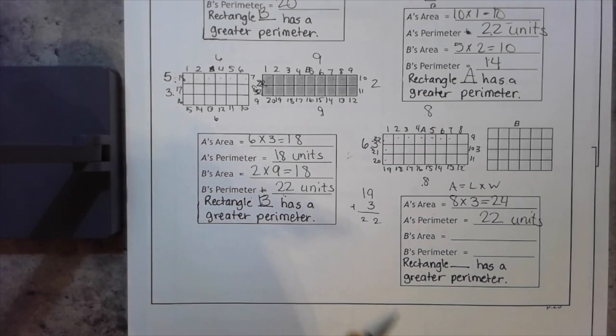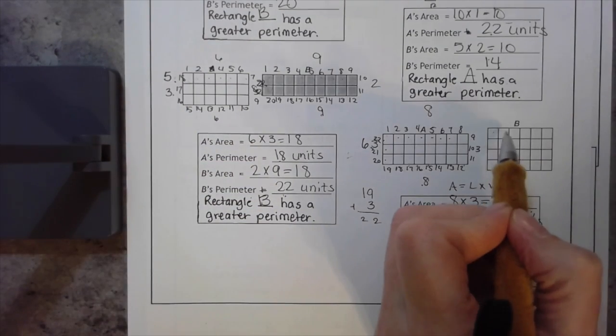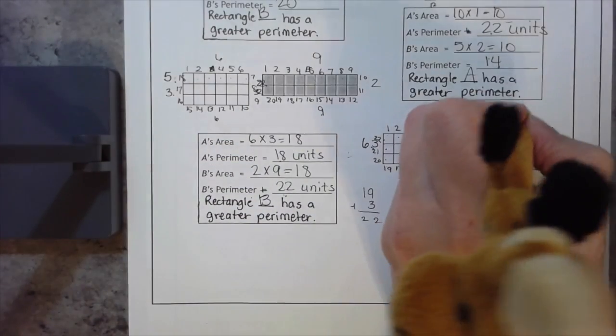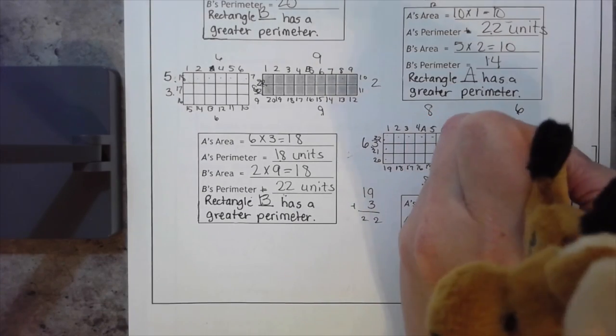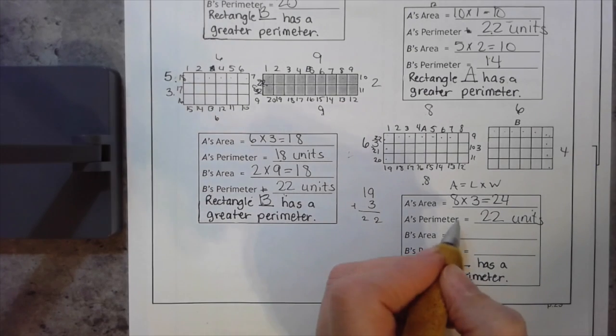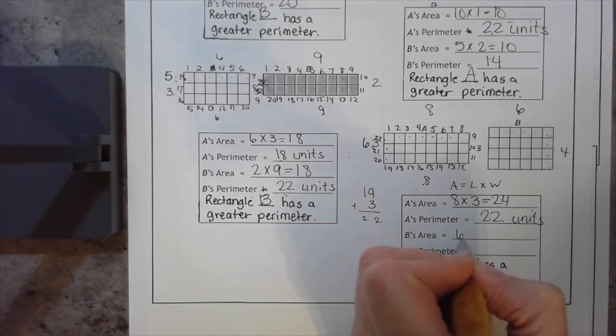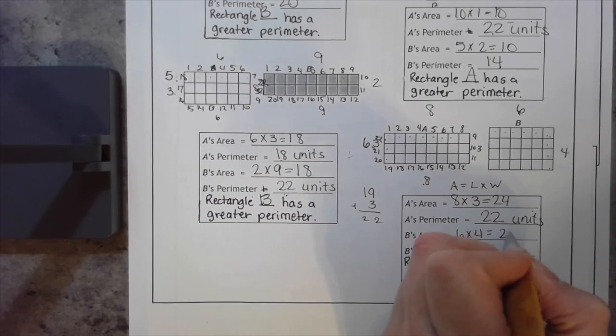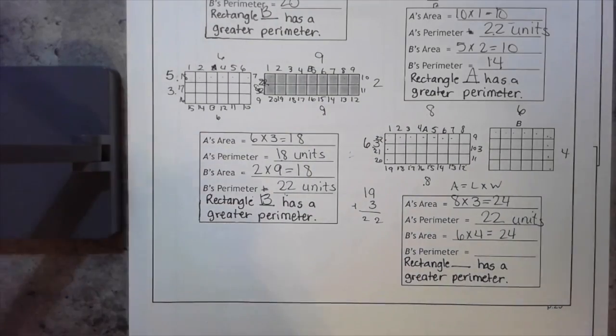Now let's do rectangle B's area. 1, 2, 3, 4, 5, 6 across. 1, 2, 3, 4 down. 6 times 4 or 4 times 6, it won't matter. It's 24 square units.